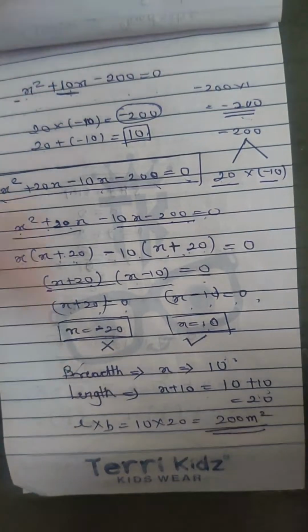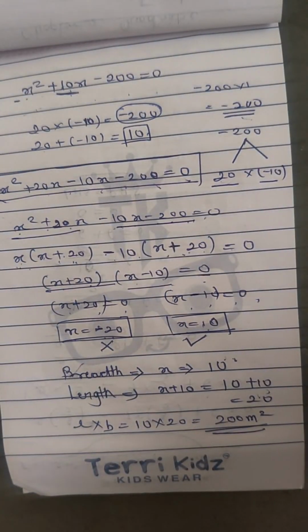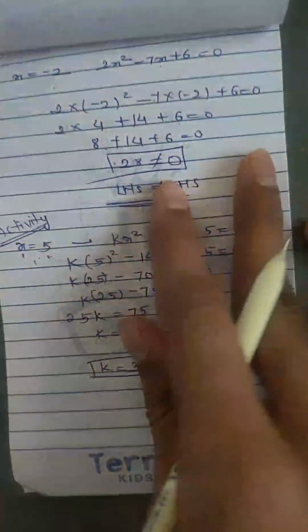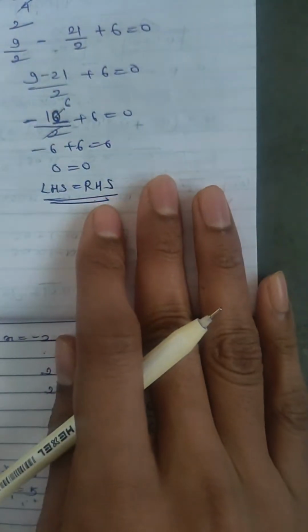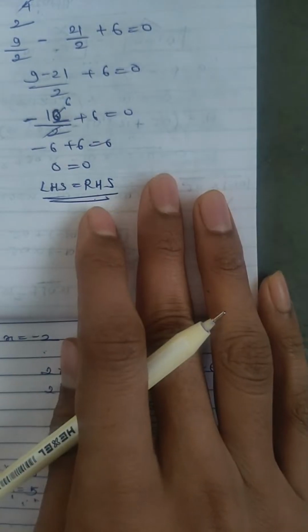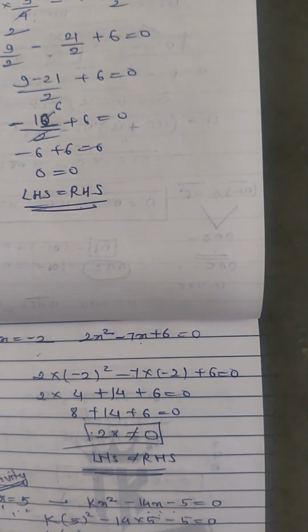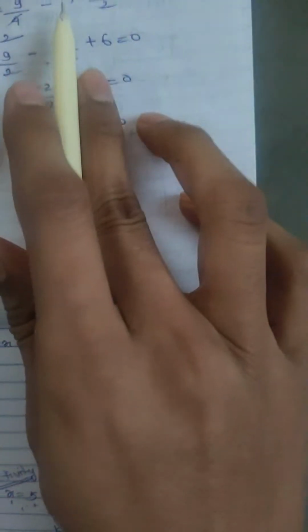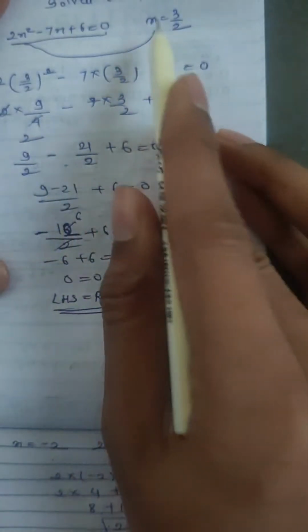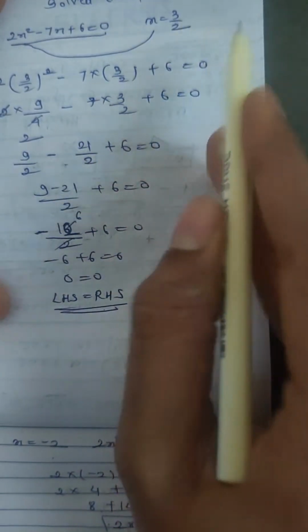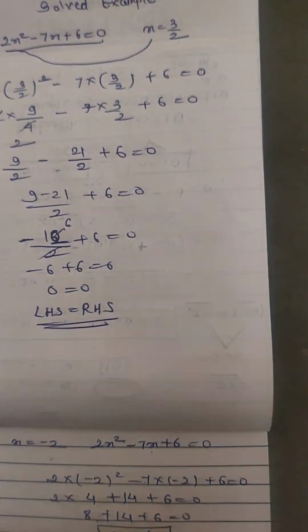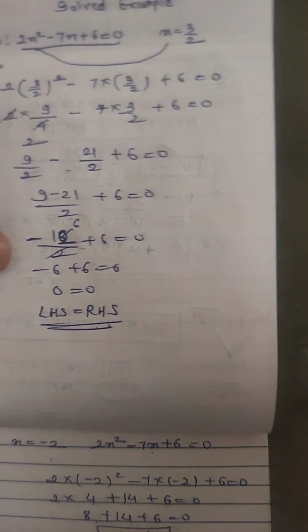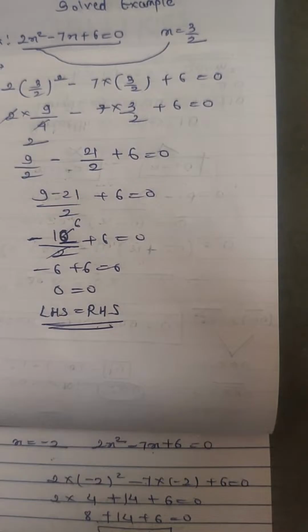So similar values we got. So the values of the length and the breadth which we have found out are the correct ones. So next is the solved example which we have given here, that is 2x square minus 7x plus 6 equals to 0 and x is equal to 3 by 2. So we have to check whether x is equal to 3 by 2 is the root or a solution of this particular given quadratic equation or not.